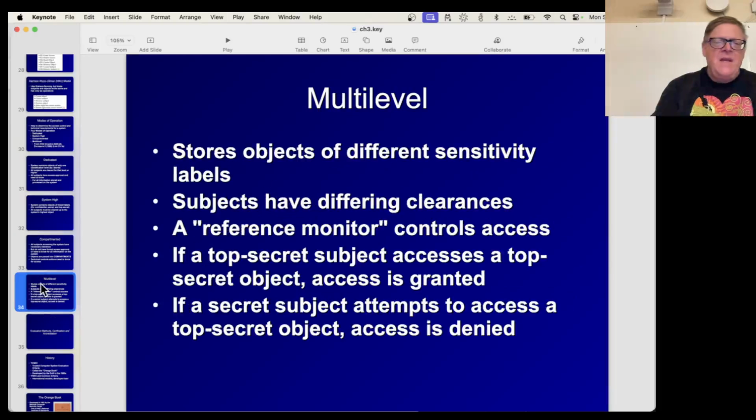All right. And multi-level is where you store objects of different sensitivity labels and have subjects of different clearances all working on the same machine. So there has to be a reference monitor controlling access. And so if a top secret subject tries to access a top secret object, they get in. But if a secret subject attempts a top secret access, it is denied.